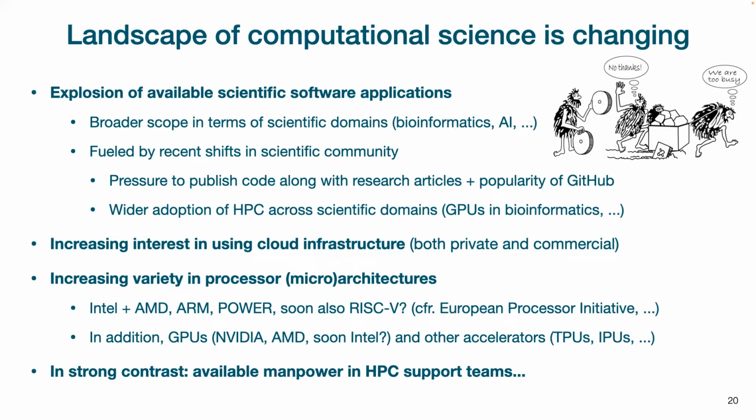We're seeing an explosion of the scientific software that people are using on HPC systems. And I think that's mainly for two reasons. The biggest one is definitely that more scientific domains beyond the classical physics simulations are starting to use HPC systems. That definitely includes bioinformatics and artificial intelligence and machine learning. So different domains means different software, means more software, and we have to deal with all of these things.